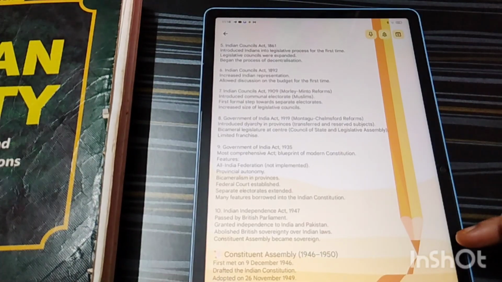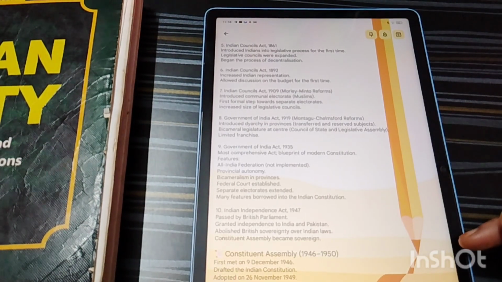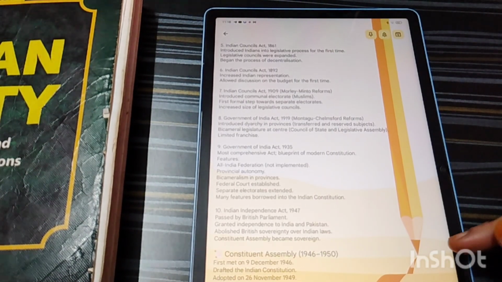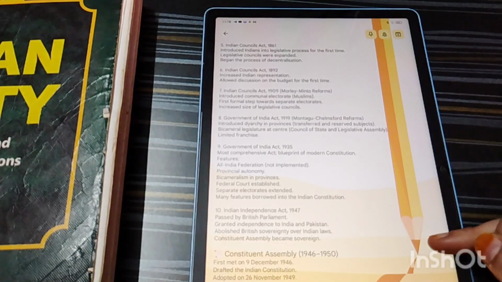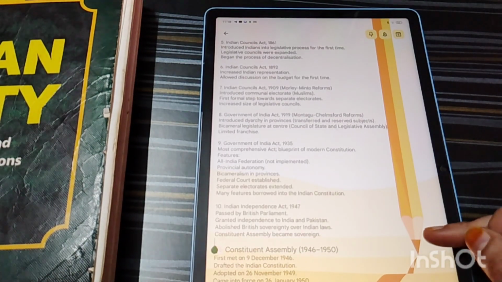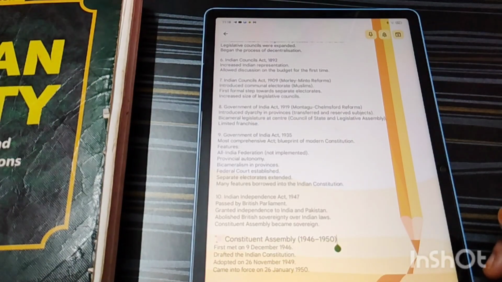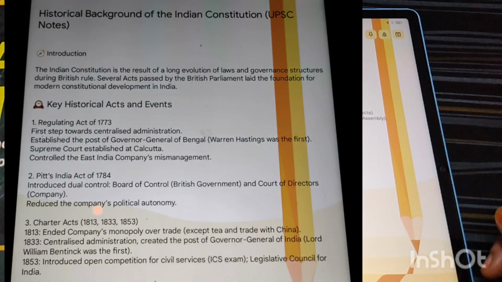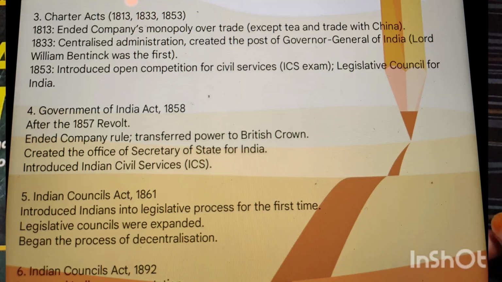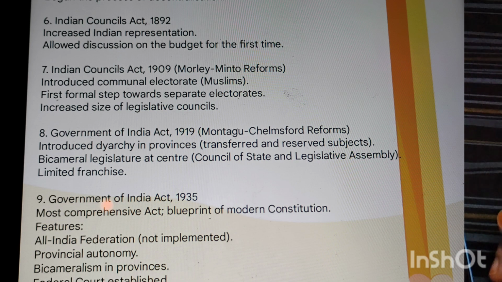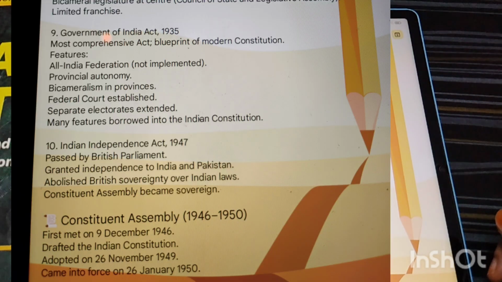The tenth one is the Indian Independence Act of 1947. Passed by the British Parliament, it guaranteed independence to India and Pakistan and abolished British sovereignty over Indian laws. The Constituent Assembly became sovereign. Now, the Constituent Assembly, 1946 to 1950. It first met on 9 December 1946 and drafted the Indian Constitution, which was adopted on 26 November 1949 and came into force on 26 January 1950.